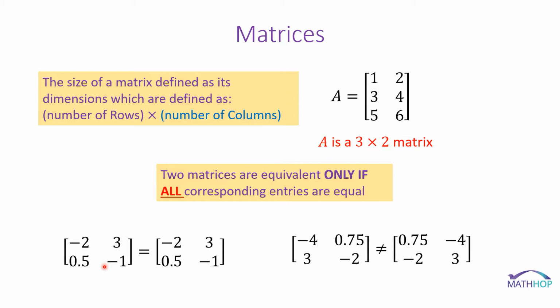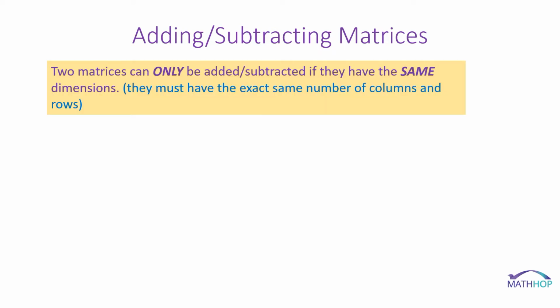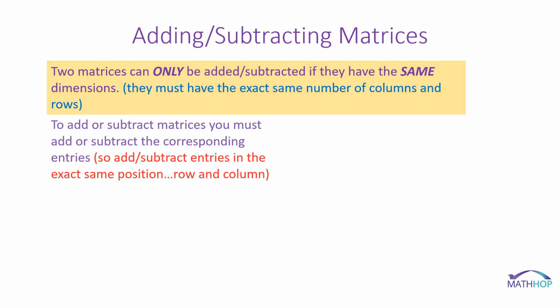Okay, so those are the basics. How do we manipulate the matrices using addition and subtraction? To add or subtract matrices, they can only be added or subtracted if they have the same dimensions. And once we see how to add them, this is going to make total sense. Because when you add or subtract matrices, you're adding or subtracting the corresponding entries.